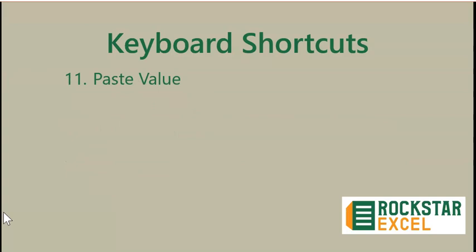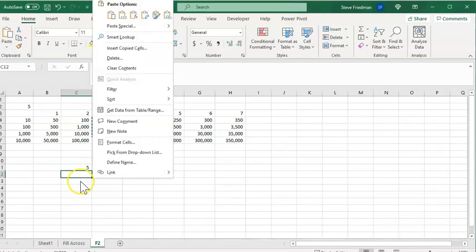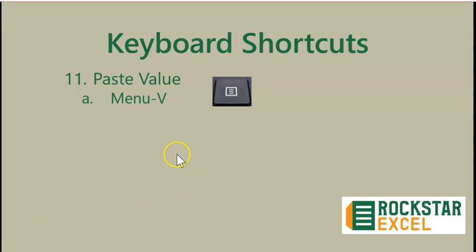There are multiple shortcuts for paste value. I'm only counting this as one shortcut because I recommend you pick one of these and stick with it, or just keep using the mouse. It's all a matter of personal preference. The quickest one is Menu V. But that only works if your keyboard has a menu button.